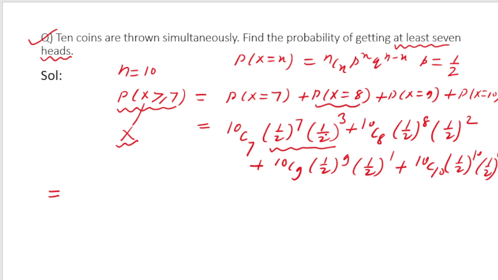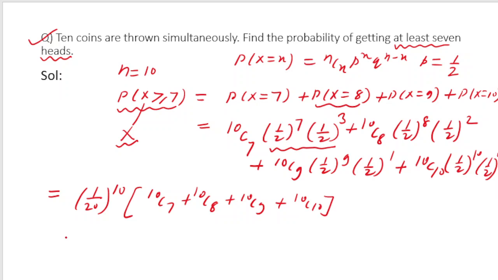So if you look at this, in all those terms, 1 by 2 to the power 10 is a common factor. Because 7 plus 3, 10, 8 plus 2, 10, 9 plus 1, 10, 10 plus 0, 10. So I can just take them common. And in the bracket, we get 10C7, 10C8, 10C9, and 10C10. I hope you know how to evaluate. 1 by 2 to the power 10 will be basically 1 by 1024.